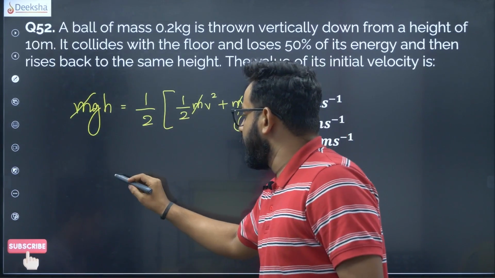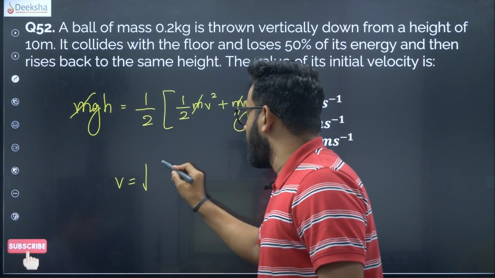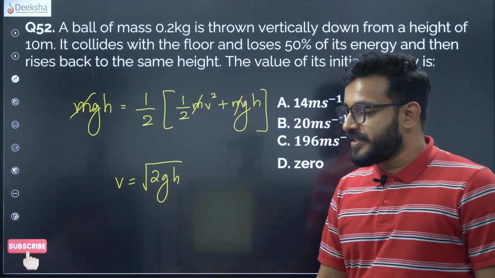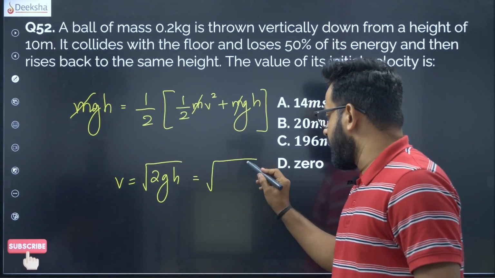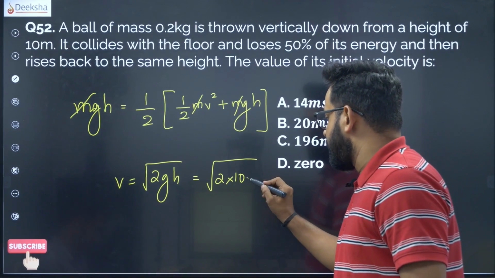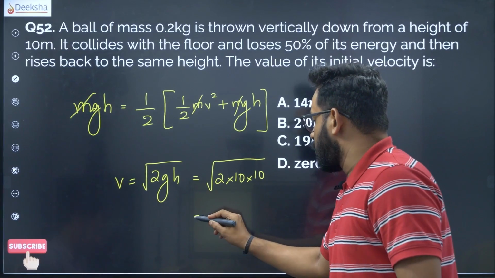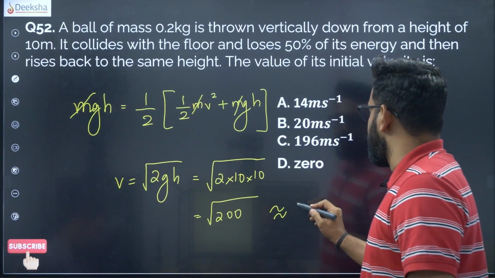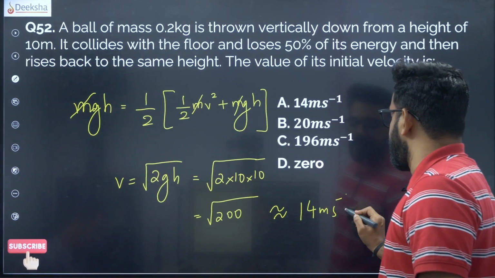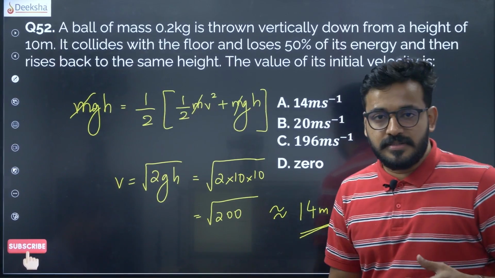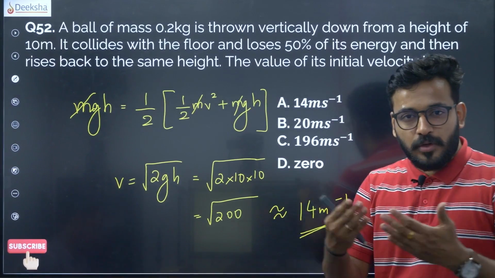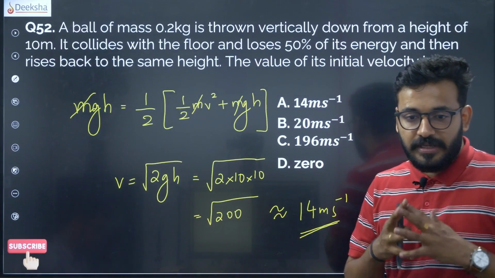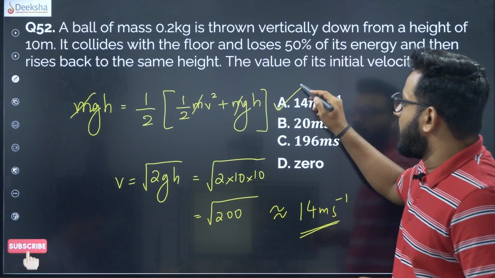So you will get the v value as root 2gh, just substituting the given values. The g value is 10, the h value is 10. So root 200, which is approximately 14 meter per second. 196 is the square of 14, and 200 is very close to 196. So the correct answer is option A, 14 meter per second.